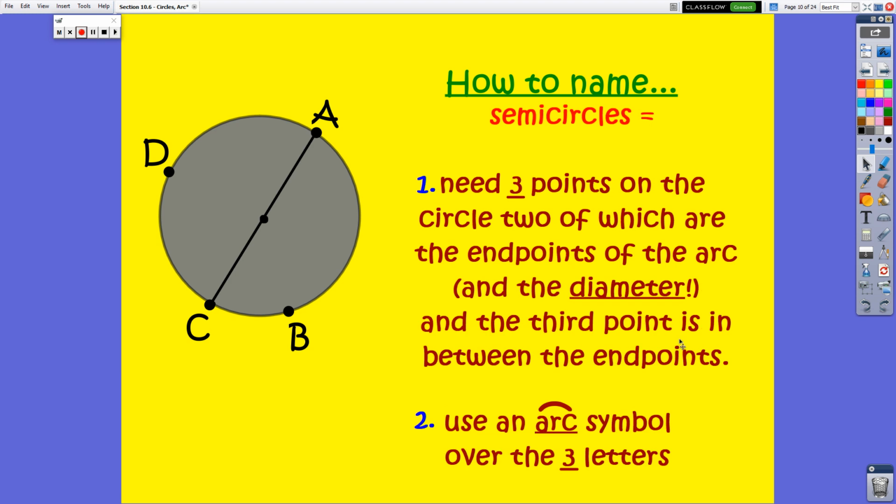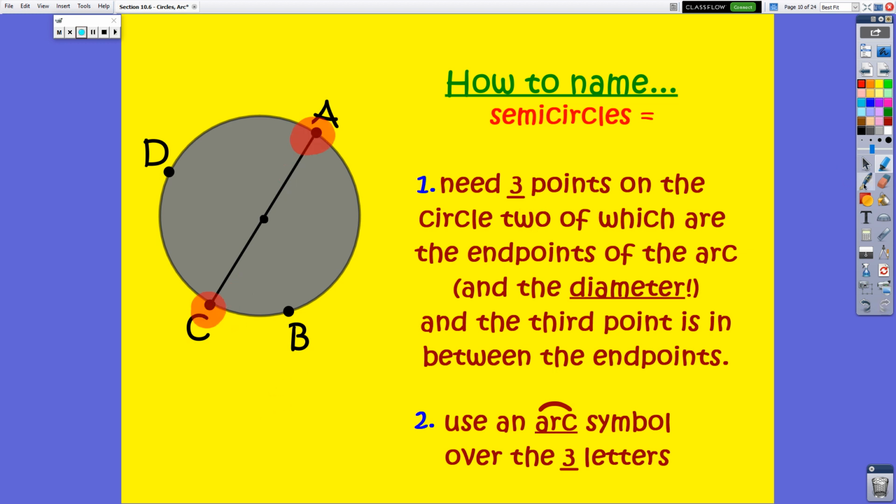And then we get to semicircles. Technically, semicircles need 3 points. And it's really going to work the same way as a major arc. We need to have the first and last letters be the endpoints of the arc. And really, that's going to end up being the diameter of the circle, right? Because the diameter is going to split the whole circle in half. So I know I got a diameter here. So here's A and here's C.